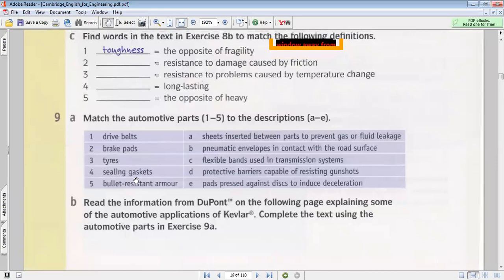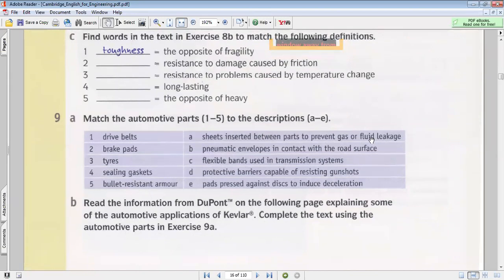Let's see the sealing gaskets. Yes, it's with A. Sheets inserted between parts to prevent gas or fluid leakage. You know leakage, from leak. Fluid leakage: تسرب. So look, they are sealing.